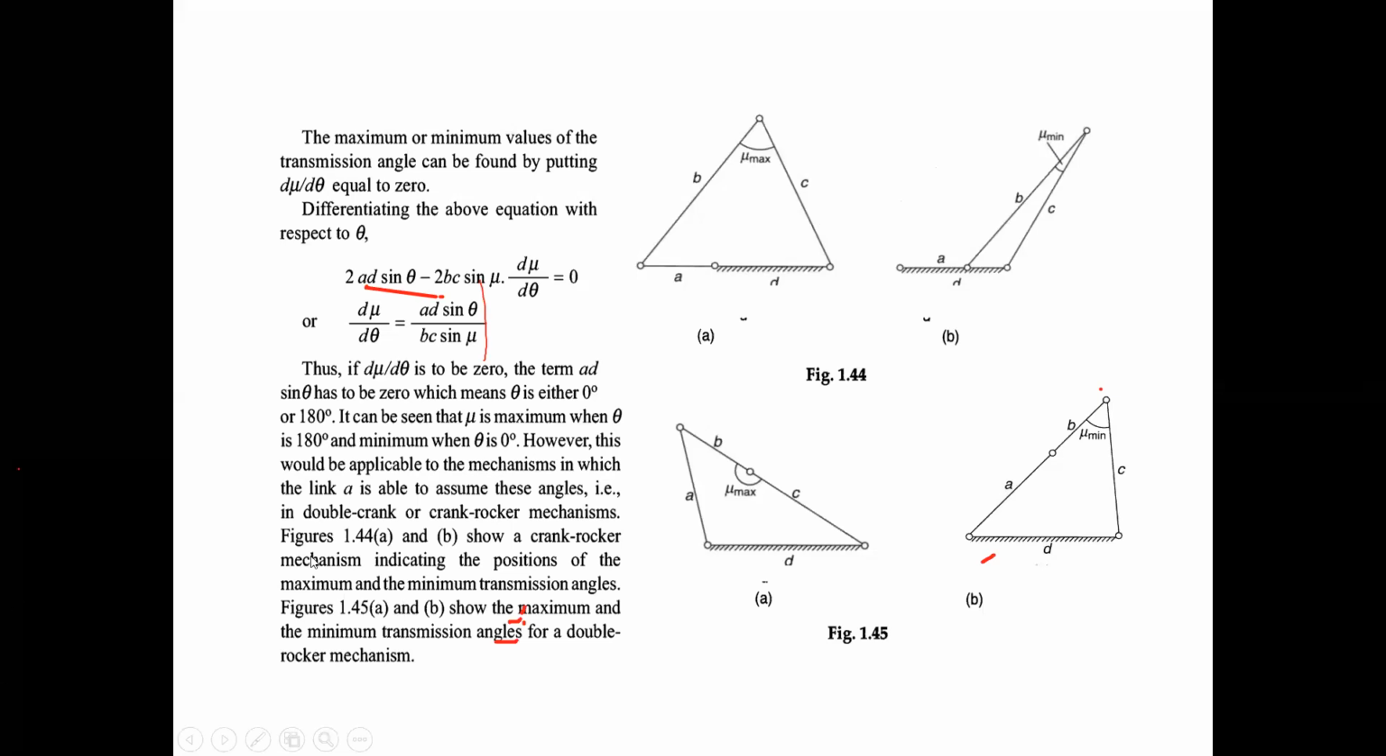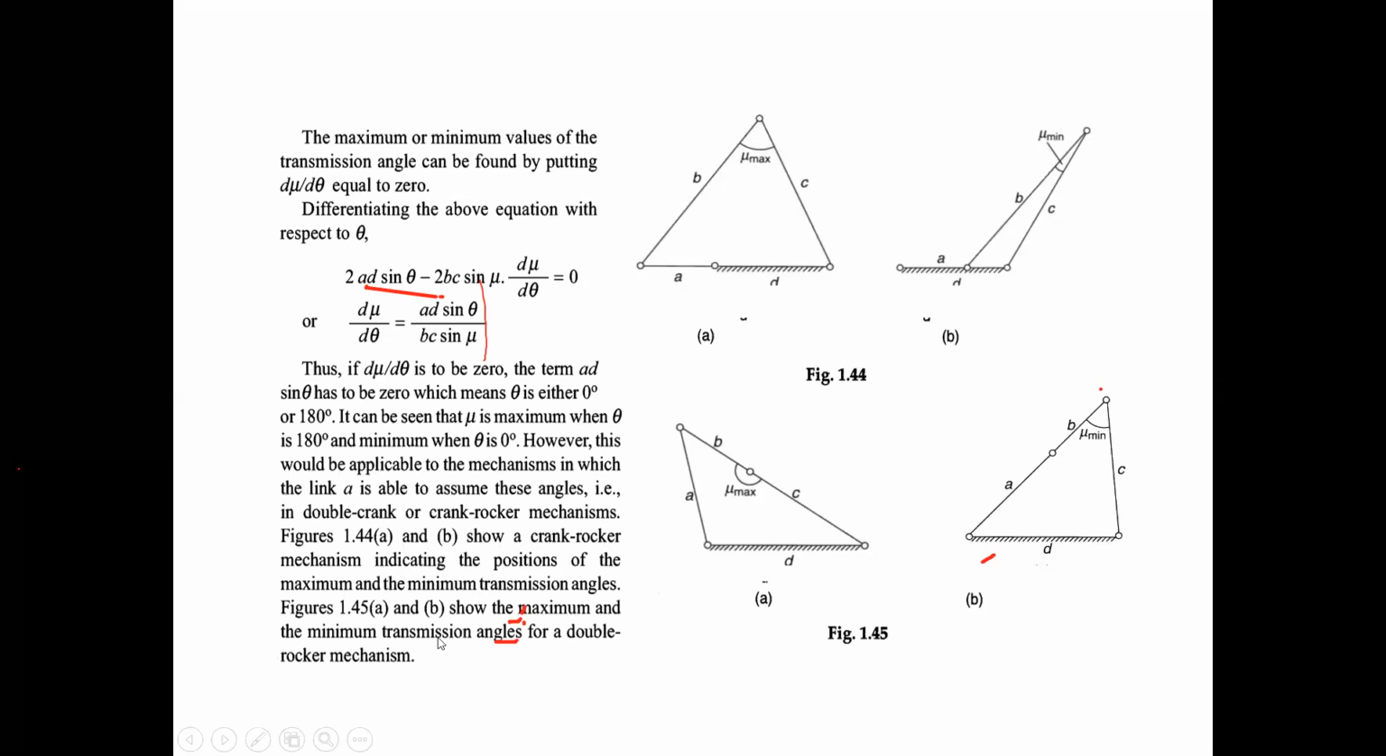Now they have also given another condition. This is applicable to mechanisms in which link A is able to assume these angles, that is, double crank or crank rocker mechanisms. Figures A and B show the crank rocker mechanism indicating the positions of maximum and minimum transmission angles.